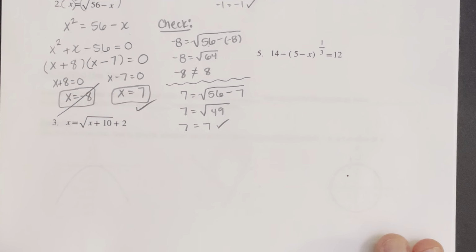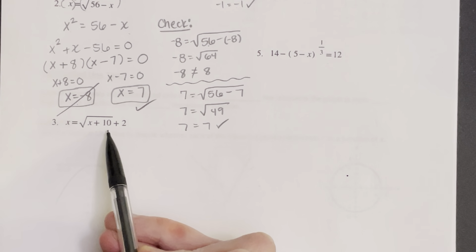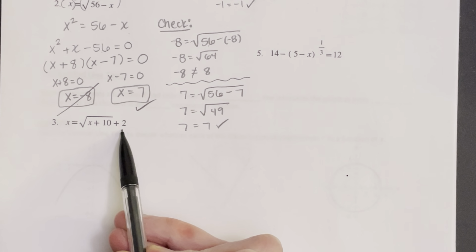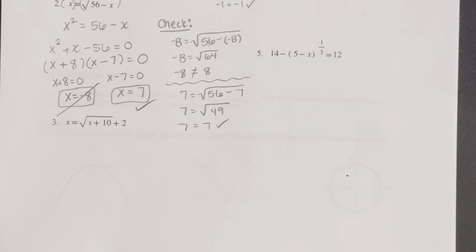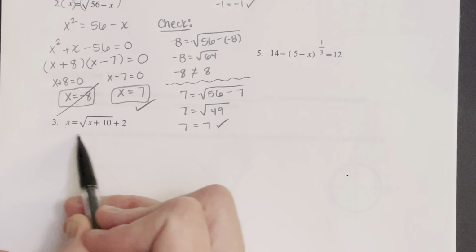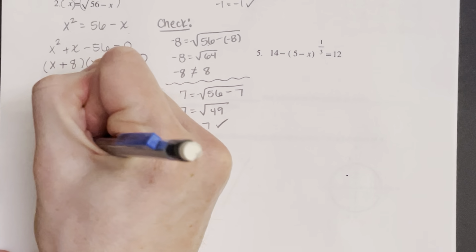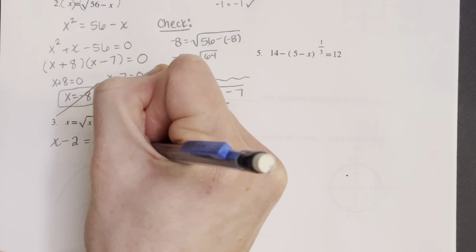All right, and let's jump to number 3. x equals the square root of x plus 10, and then outside the square root, we have this plus 2. So the first thing we want to do is isolate a radical. To isolate a radical, we can subtract 2 from both sides, which is x minus 2 equals the square root of x plus 10.